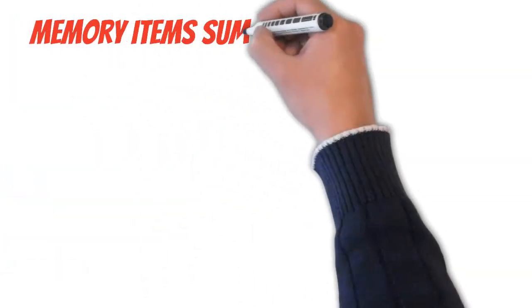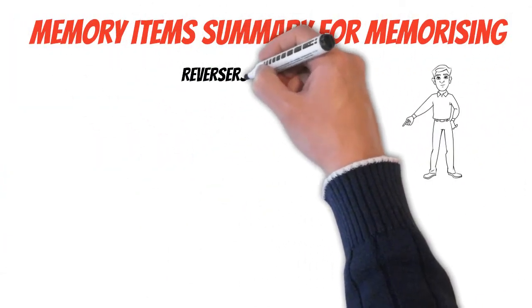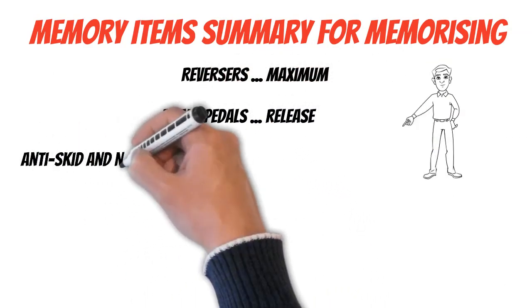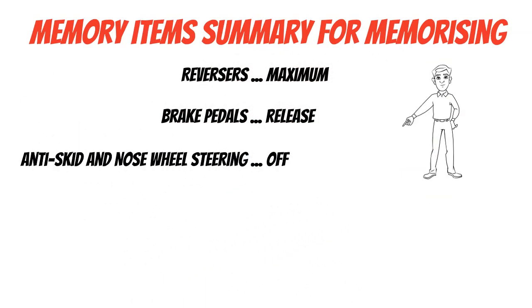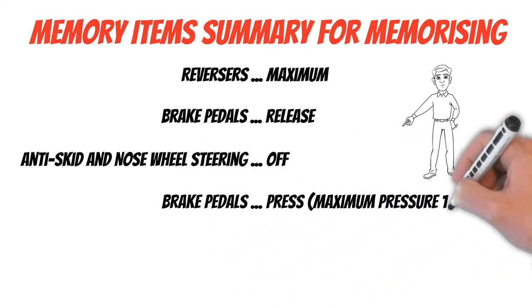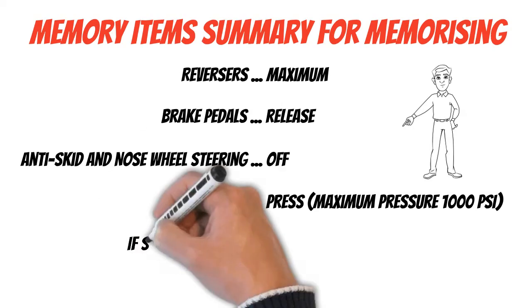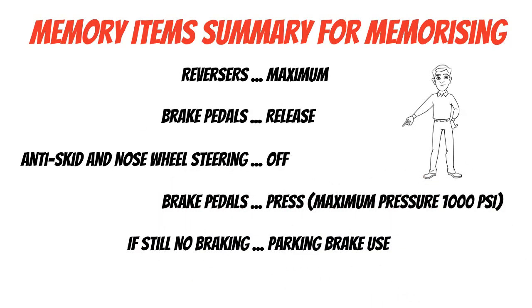Memory item summary for memorizing. Reversers maximum. Brake pedals release. Anti-skid off order. Anti-skid and nose wheel steering off. Brake pedals press. Maximum pressure 1000 psi. If still no braking, parking brake use.